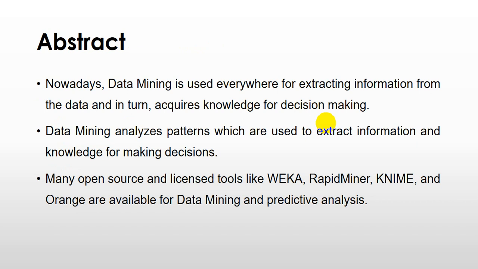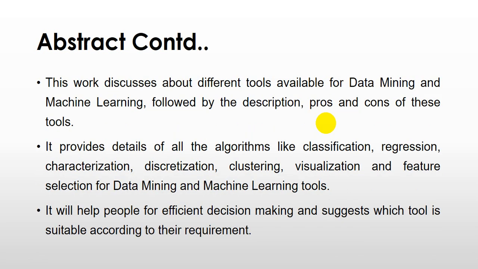As we know, in computer science, data mining is an area which is used everywhere for extracting data and in turn acquiring knowledge for decision making. Data mining analyzes patterns which are used to extract information and knowledge for making decisions. Many open source and licensed tools like Weka, RapidMiner, Knime and Orange are available for data mining and predictive analysis. In this paper, we'll discuss different tools which are available for data mining and machine learning, followed by the description, pros and cons of these tools.